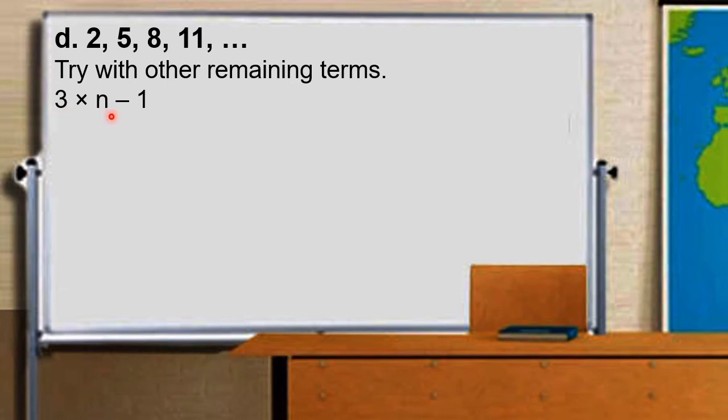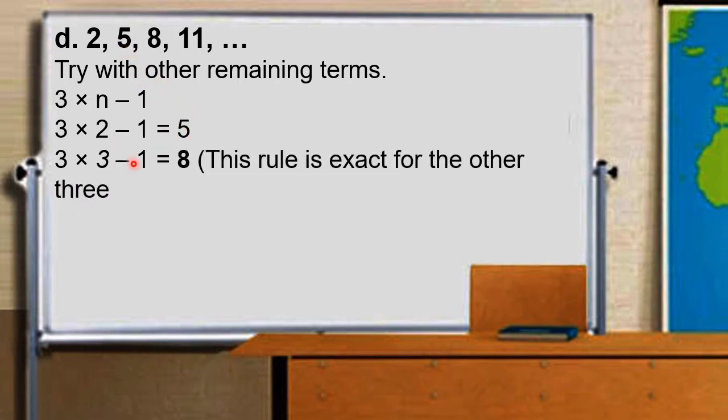3 times n minus 1. So, 3 times, yung equivalent ni n, ay 2, kasi dito na tayo kay second term. So, 3 times 2 minus 1 is equal to 5. Next, 3 times 3, nasa third term na tayo, kaya 3 times 3 minus 1 is equal to 8. So, this rule is exact for the other 3.